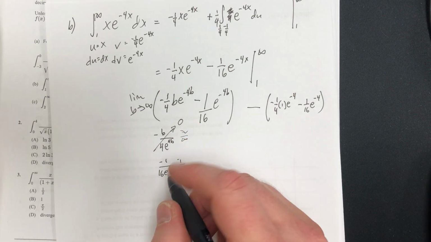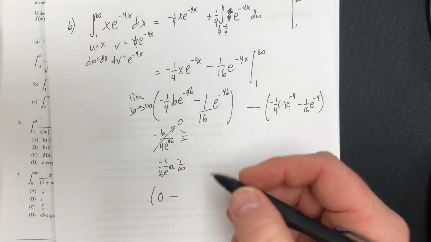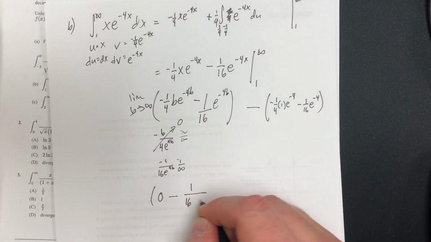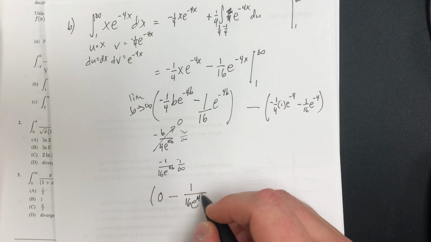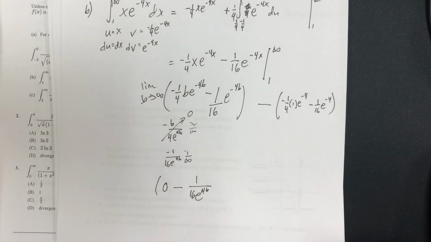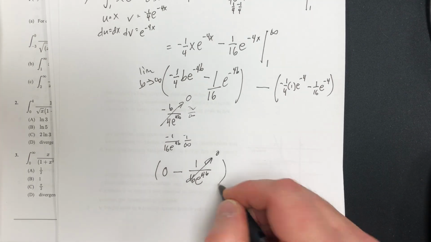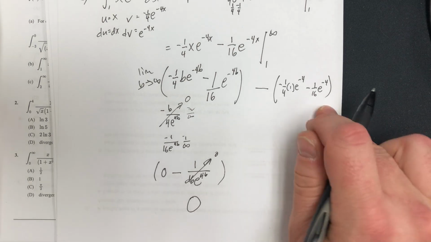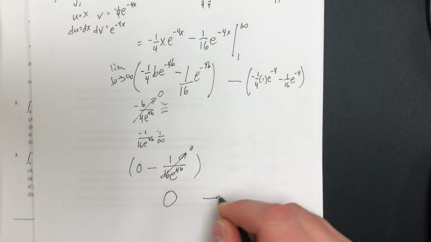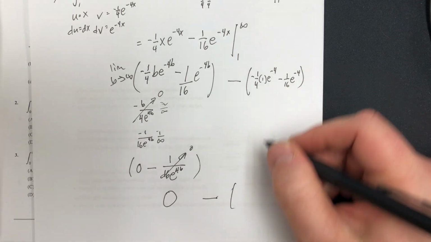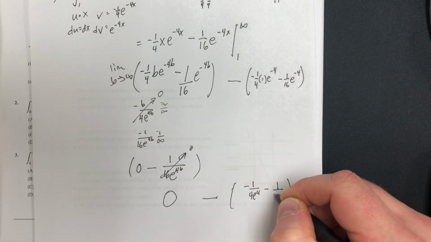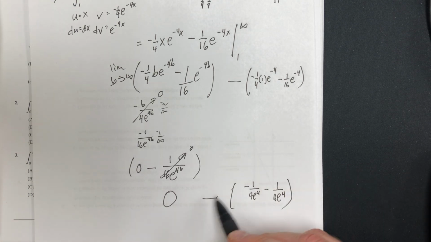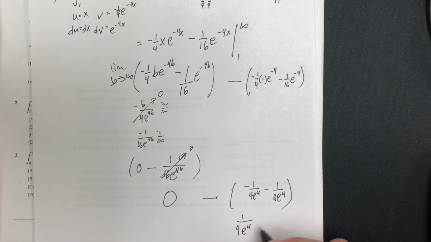So yes, I get 0 minus, same thing here, right? 1/16e to the 4b. We plug in infinity there, and this is going to go to 0 as well. This is all just 0. So I do need to figure out this piece. Minus, we got -1/4 e to the 4th, and this we have 1/16e to the 4th. Distribute the negative and get 1/4 e to the 4th plus 1/16e to the 4th.